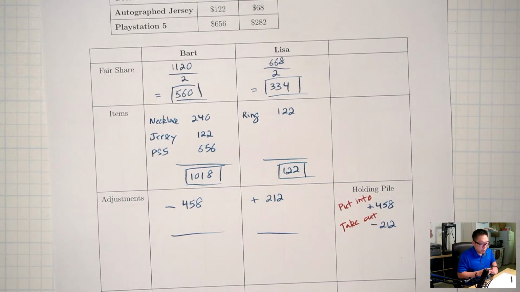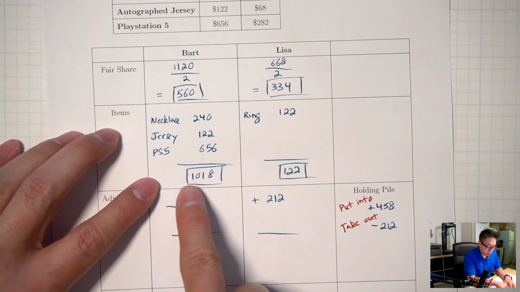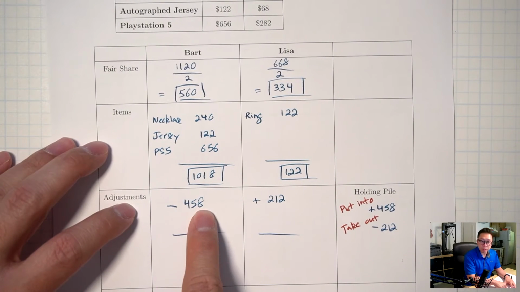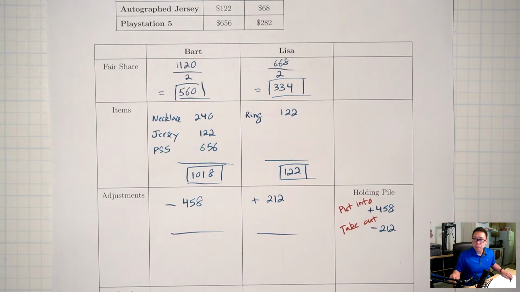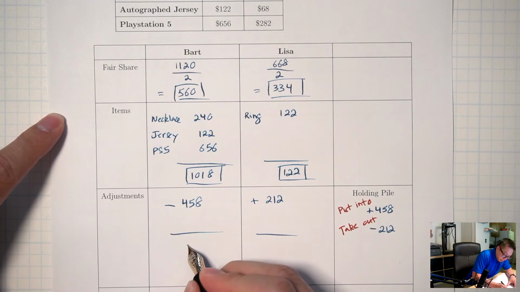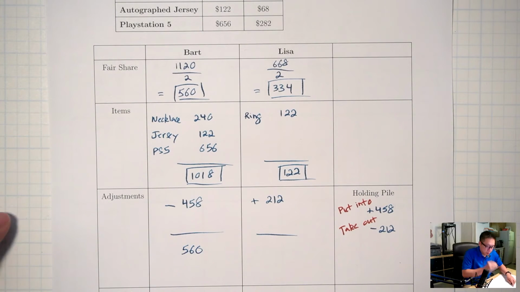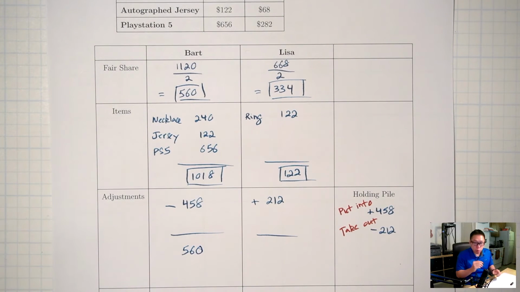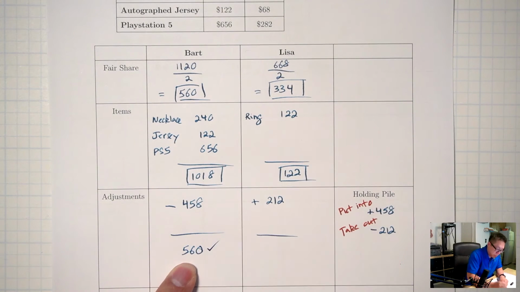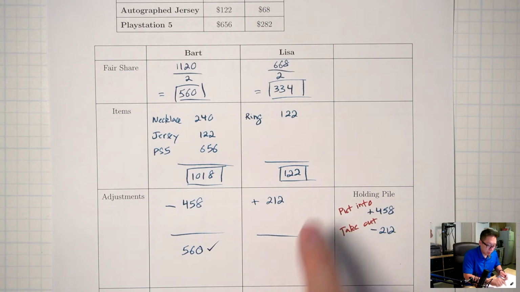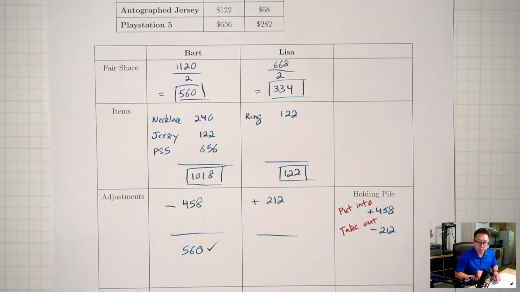So I'm going to take the items that Bart got, which is 1018, and then we're going to subtract 458. So 1018, which is how much total value of the items he got, and then he paid 458, so subtract 458. So right now he's at 560. Okay, if you do it right, the number you get here should be exactly the fair share number. So we did right. Same thing here, 122 plus 212.